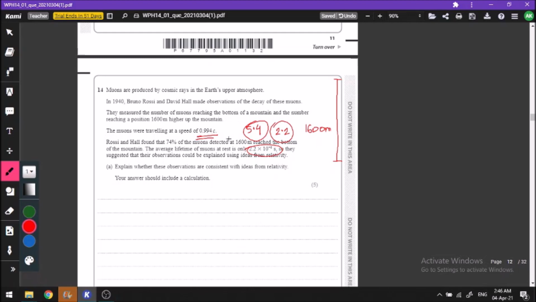for them, time is slower, and therefore what we see as 5.4 microseconds is much longer for them. So they are surviving for the entire drop. Although 5.4 microseconds pass for us, for them it barely passes 2.2 microseconds to come from here to here. And let us go to the calculation right now.